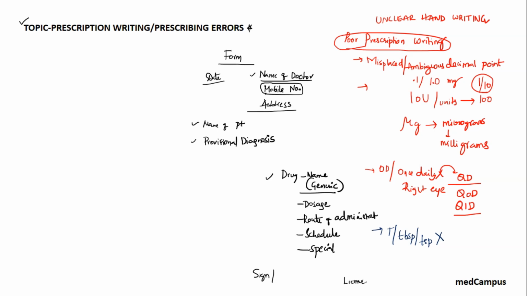Now at the end it is very important to sign it, okay, and also mention your license number, okay, medical registration number with medical association, right? So the license number should be mentioned in a prescription form. So this is an ideal prescription form.